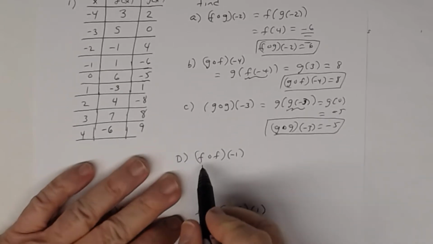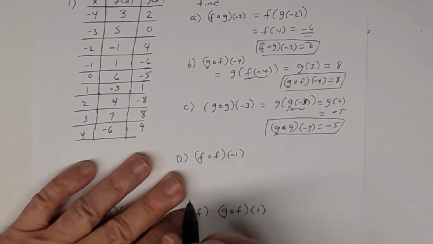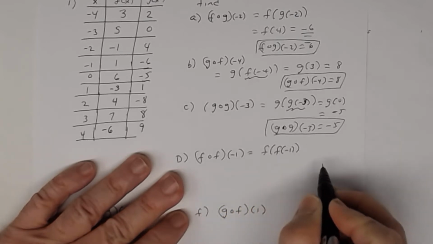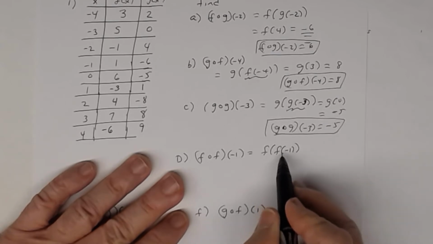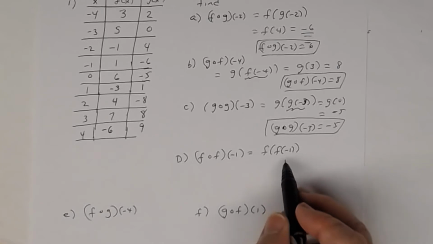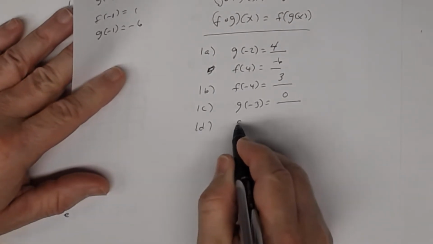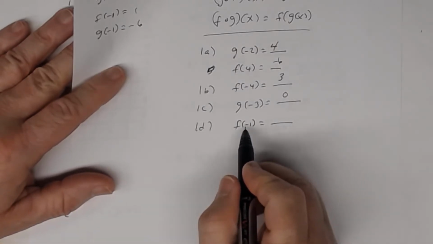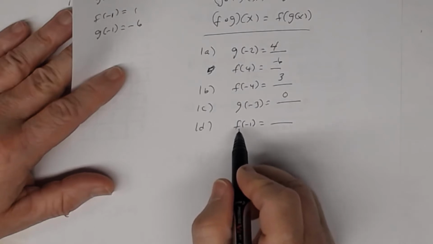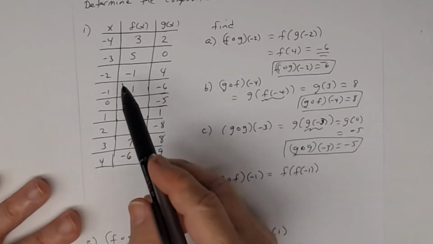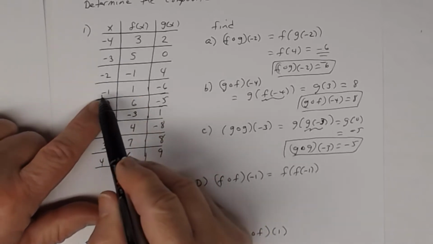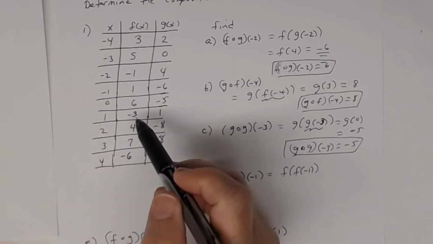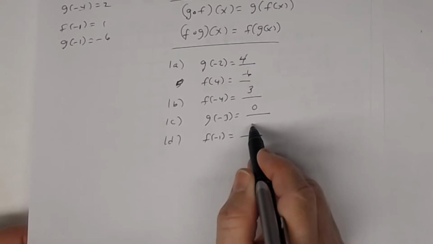All right, and then we do d. d says f composed with itself at negative 1. By definition, this means f of f of negative 1. So now let's figure out what that inside function value is. For 1d, we have to find f of negative 1. Remember what that means: what is the y value when x is negative 1? But I have to use my function f. So when x is negative 1, I go to my table and find negative 1 for x. x is negative 1 here, that's this row. f of negative 1 is 1. So I've just found that f of negative 1 is 1.